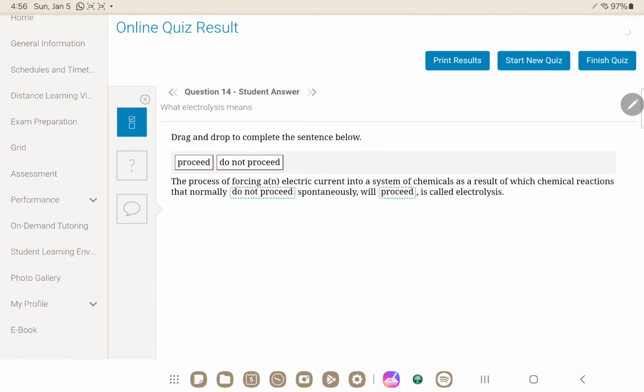Now moving on. Here it's a definition. This question, memorize it. It's simply a definition. The process of forcing an electric current into a system of chemicals as a result of which chemical reactions that normally do not proceed will proceed is electrolysis. What it's telling you is that electrolysis is when you're just forcing a chemical reaction using electricity.